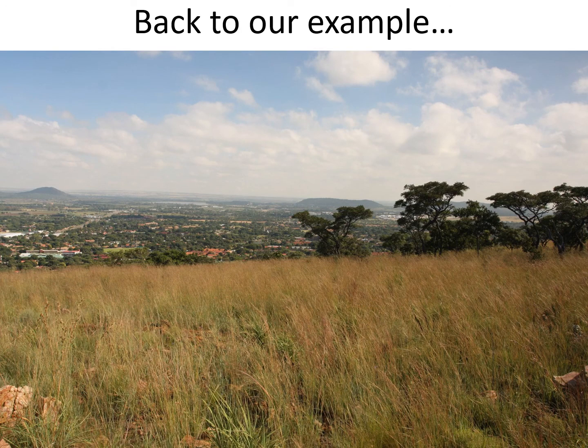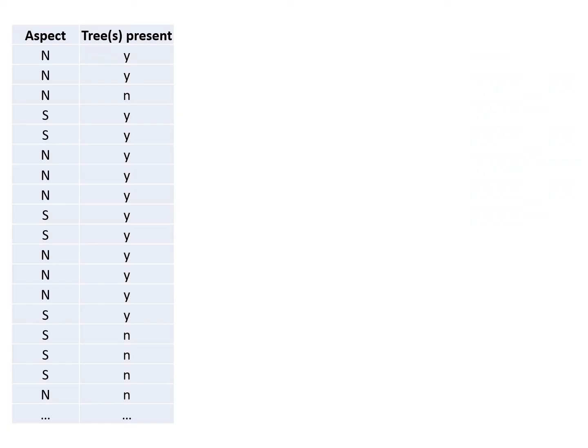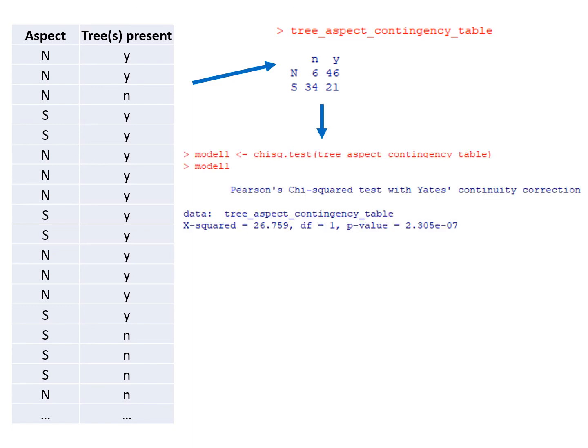Let's return back to the Rocky Ridges and the Michalisburg Ridge in particular and see what we can learn from our chi-squared analysis. So we know our raw data can be summarized into a contingency table. We know that we can run a chi-squared test, and we can see that we have a highly significant value here, p value much smaller than 5%, telling us that yes, there is a significant association between the presence and absence of trees and the northern and southern aspects.